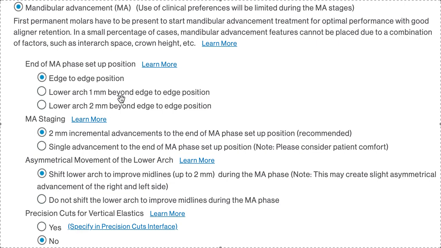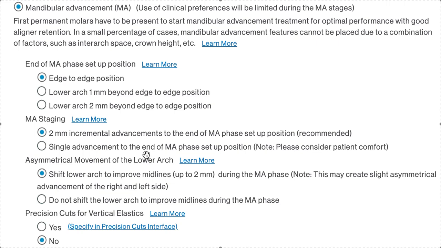So that makes me nervous. Your staging: I do the 2 millimeter increments, only because I've had the experience of the single advancement with twin blocks, because they don't do multiple stages in twin blocks, so that would be kind of a waste of money. So let's say someone has an 8 millimeter overjet, you're just sliding them all the way forward instead of titrating. If you do sleep dentistry, they do the same thing.